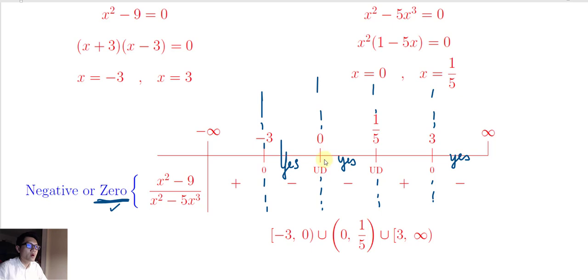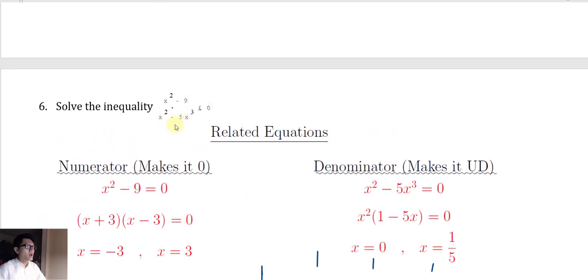And then the union with the next one, again, from 0 up to 1/5. These are the two undefined points, so we cannot use a bracket. Brackets mean including that point, but you don't want to include those 2 points because that makes your function undefined. So you have to use the open parenthesis. And then the last one is from 3 up to the right, so 3 to infinity. And we want also to include the 3, right? Because this is negative or 0. So we have to include the value of 3, which makes the function 0.